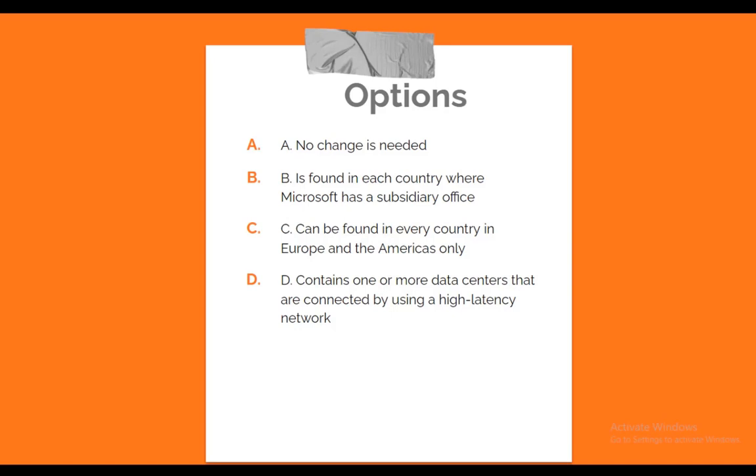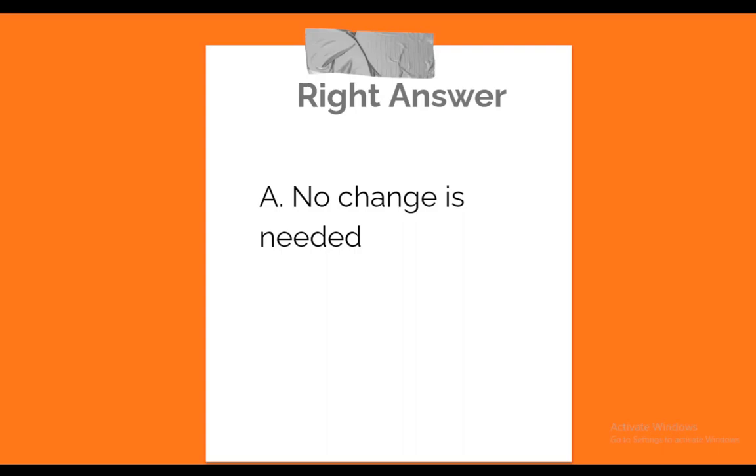Option B. Is found in each country where Microsoft has a subsidiary office. Option C. Can be found in every country in Europe and Americas only. Option D. Contains one or more data centers that are connected by using a high latency network. And the correct answer is option A. No change is needed. Explanation.